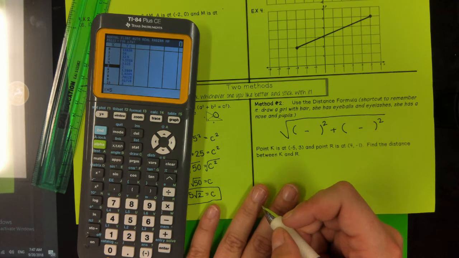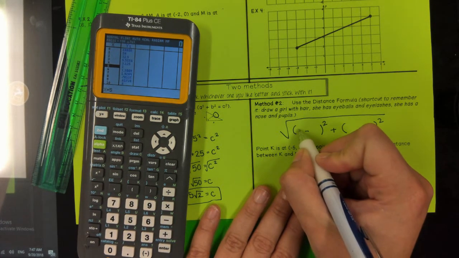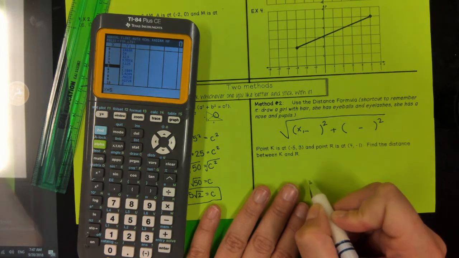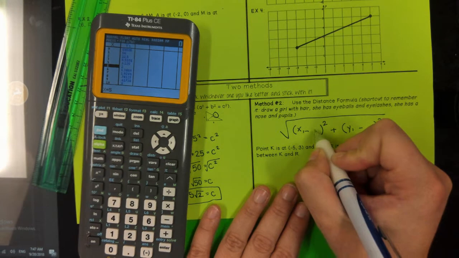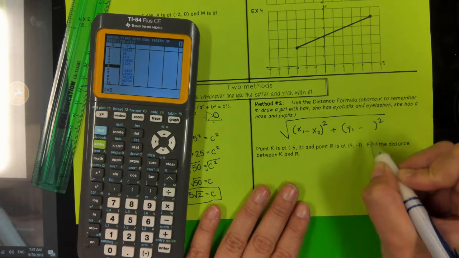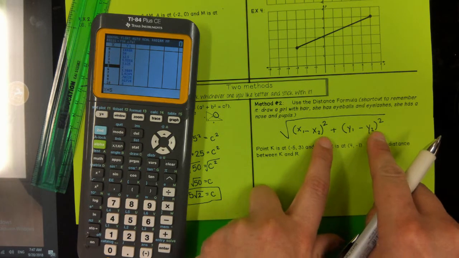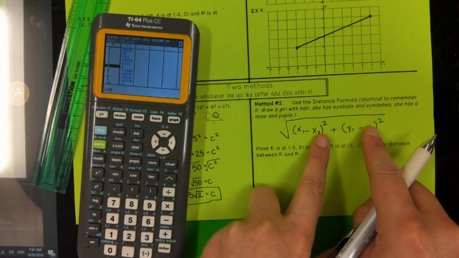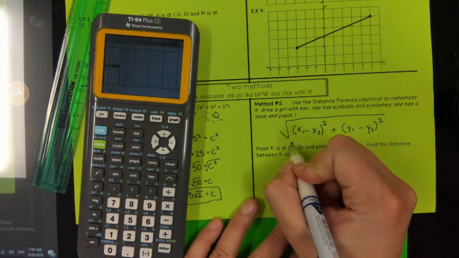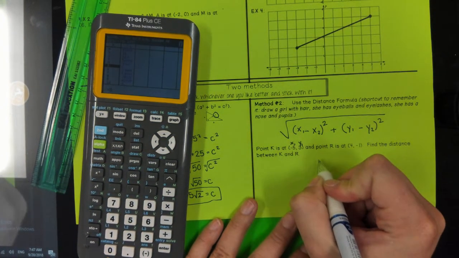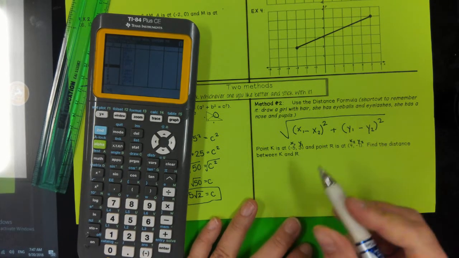And then when you fill it in, you put your x's together and your y's together. The most important thing is that if you put the first x here, you have to put the first y here. If you put the second x second, you have to put the second y second. These have to match their coordinate pairs. The first goes with the first, the second goes with the second. So I'm going to label this as x1, y1, x2, y2, and then I'm going to plug them in.